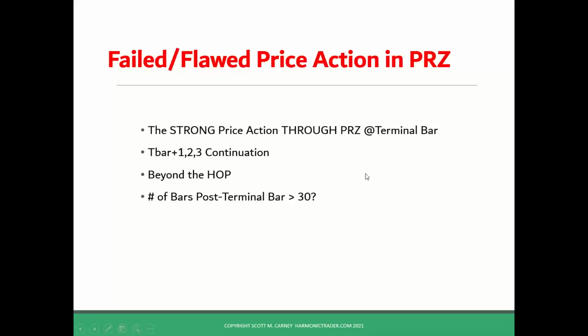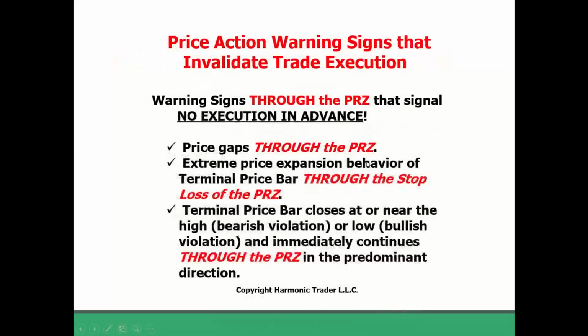And again, it's all what happens after the terminal bar. Pretty easy to assess as long as we wait, on the software, for the sun icon to generate. So we look for those, or we will avoid those that gap through the PRZ or even through the stop loss, and then even extreme price action.